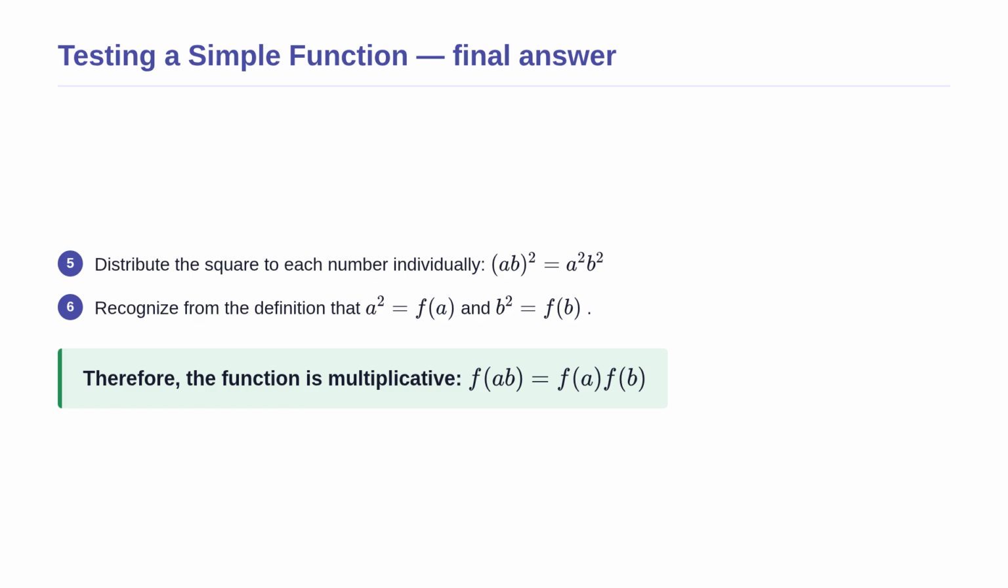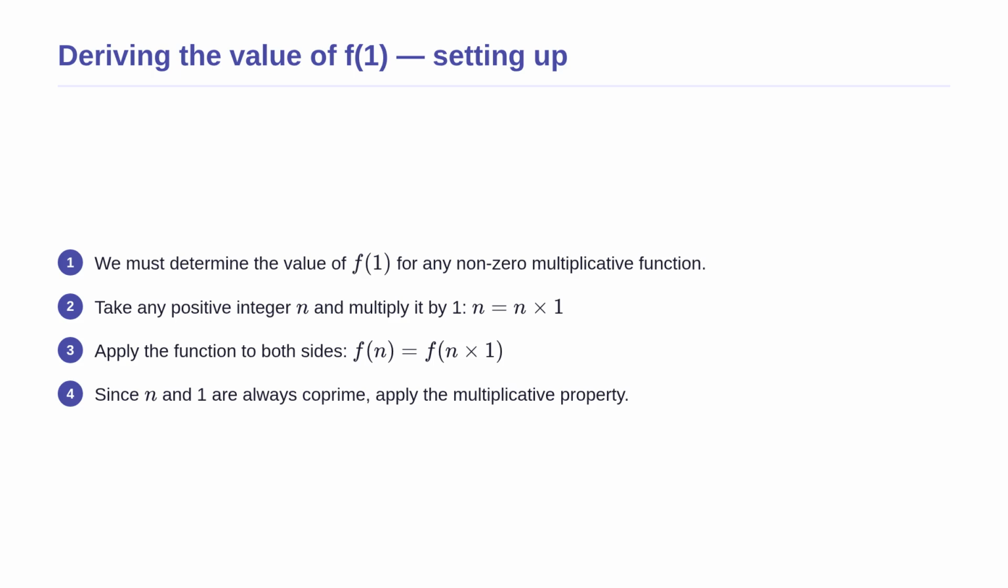Physically, this means the area of a rectangle with combined side lengths scales exactly as the product of their individual squared scales. Now that we have successfully tested a function, we can use our formula to uncover a mandatory feature of all multiplicative functions. What happens when we plug in the number 1? We are setting out to derive the value of f(1).